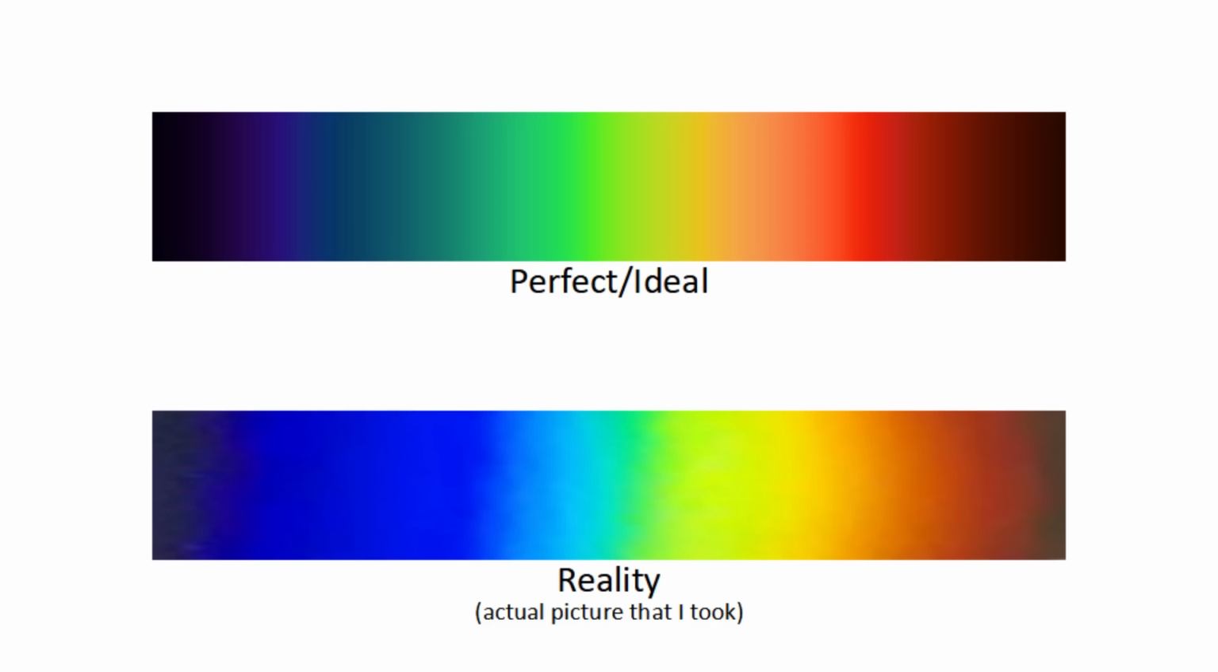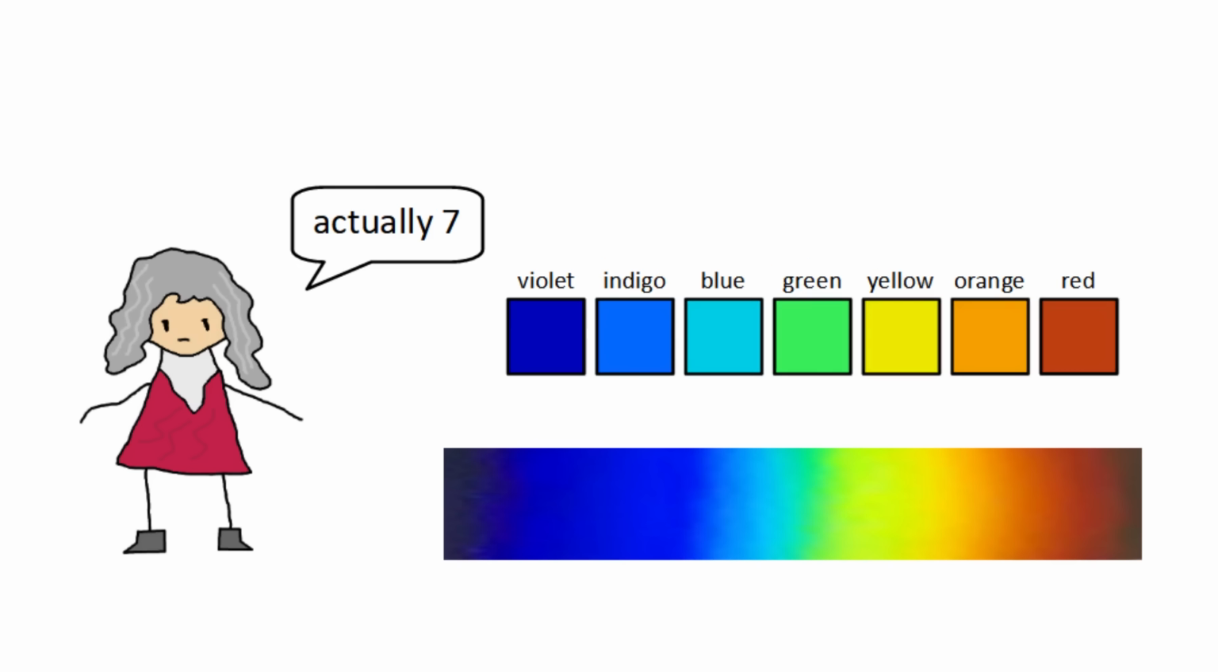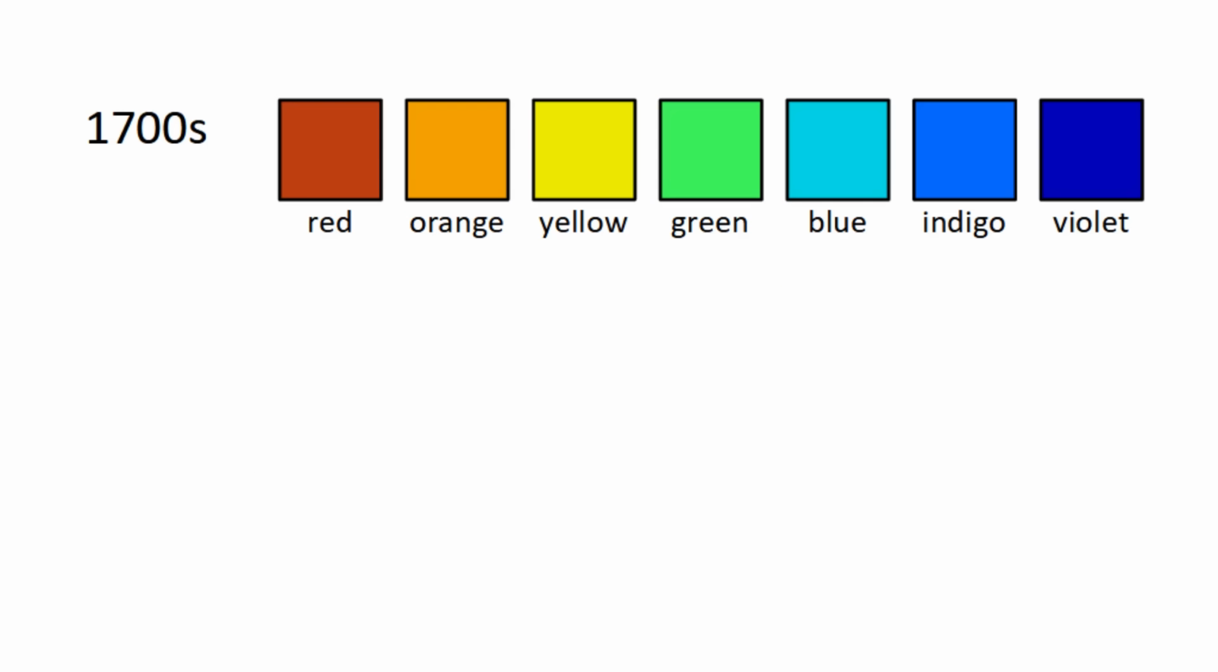When Newton saw this, he divided it into 5 main colors, which he called red, yellow, green, blue, and violet. Later on, he added orange and indigo because he really liked the number 7. This has the catchy acronym ROY-G-BIV, and to be honest, I kind of hate ROY-G-BIV. You see, it only really works with outdated color terms.